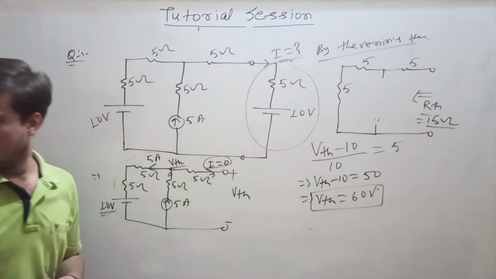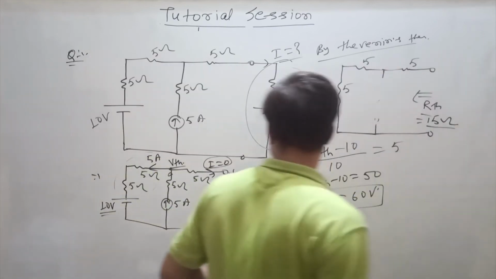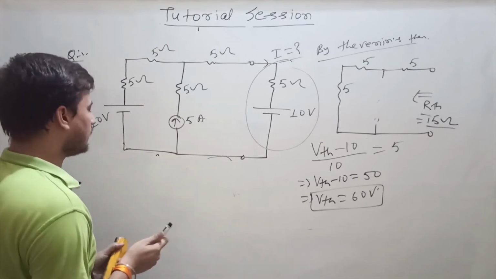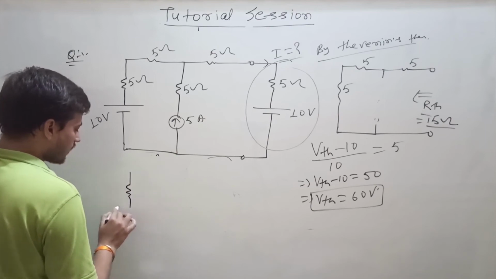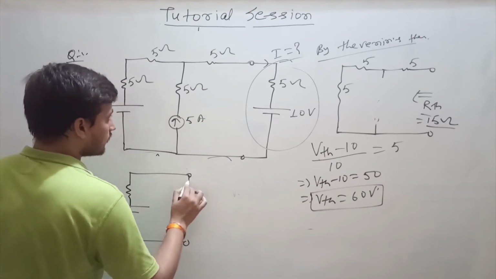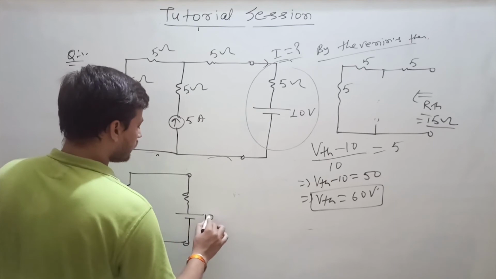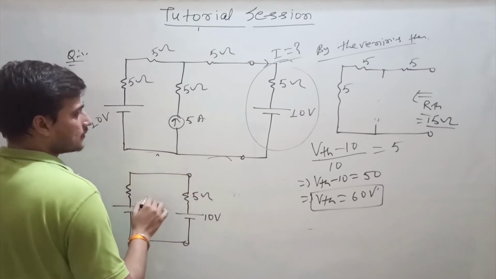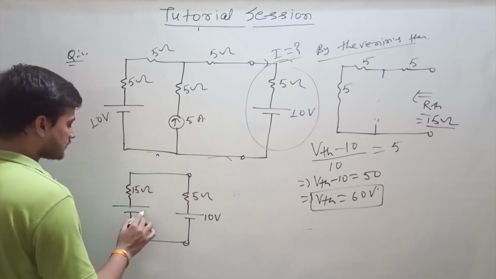Clear? Next you have to write the value of current I. So let us see how to write current I. We'll draw the Thevenin's circuit, and here we'll connect the load. So the load was given like this one, 10 volt, 5 ohm. Here the value of RTH is 15 ohm and VTH is 60 volt.